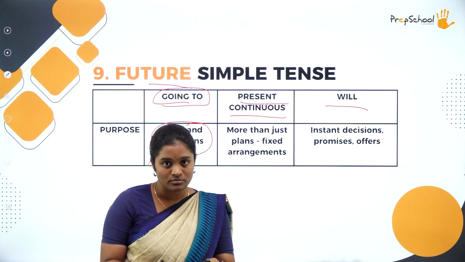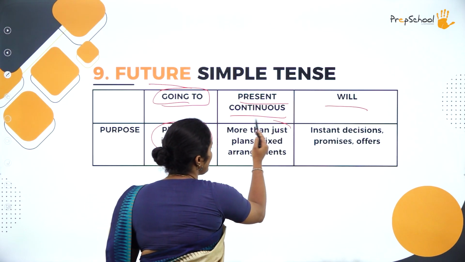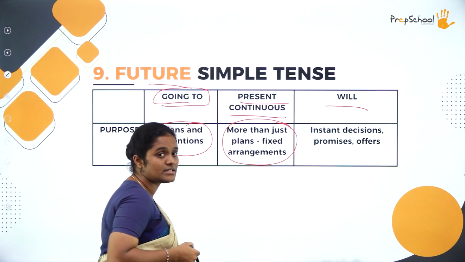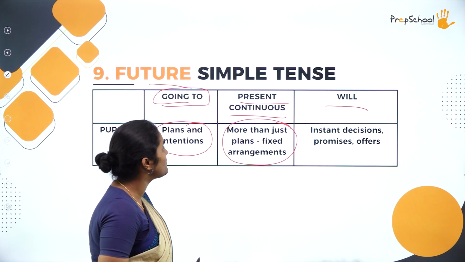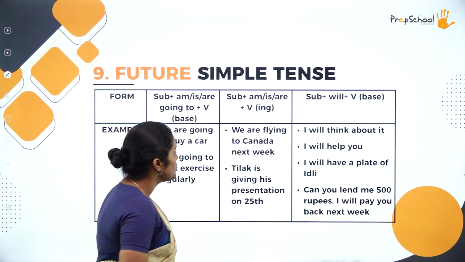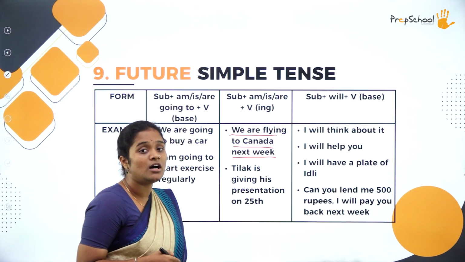I am going to visit you. Not sure when. The next one, present continuous, is used for more than just plans or fixed arrangements. We'll find some more examples. So when you use "I am", we are not using "going to".